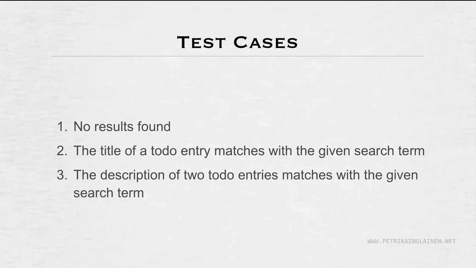So, when we have followed the testing guidelines which we just saw, we have created 3 test cases. 1. We should write a test case which tests a situation where no results are found. 2. We should write a test which ensures that when the title of a to-do entry matches the given search term, the correct data is returned by the repository. 3. We should write a test case which ensures that when the description of 2 to-do entries matches the given search term, our repository returns the correct data. Let's take a look at how we can write these tests.